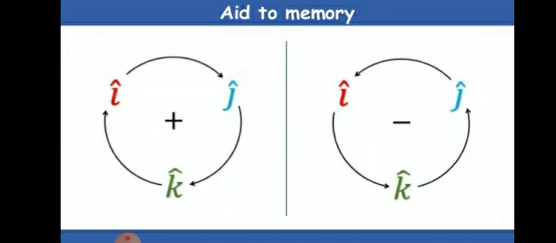If the values i, j and k are in the anti-clockwise direction, that is j cap cross i cap, you will get the value minus k cap. And i cap cross k cap, the value is minus j cap. Okay, you can remember like that.